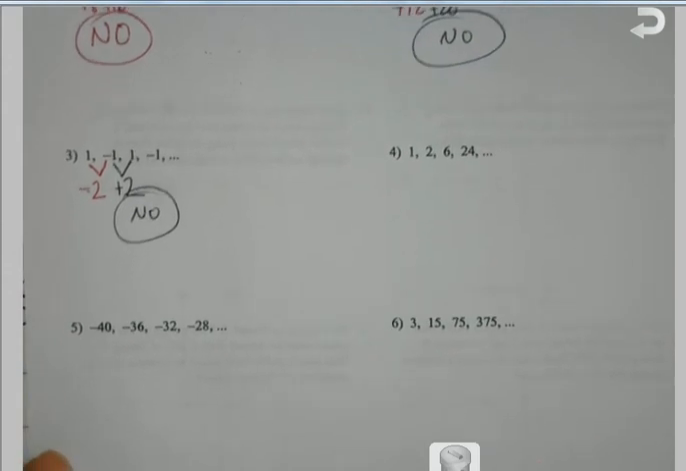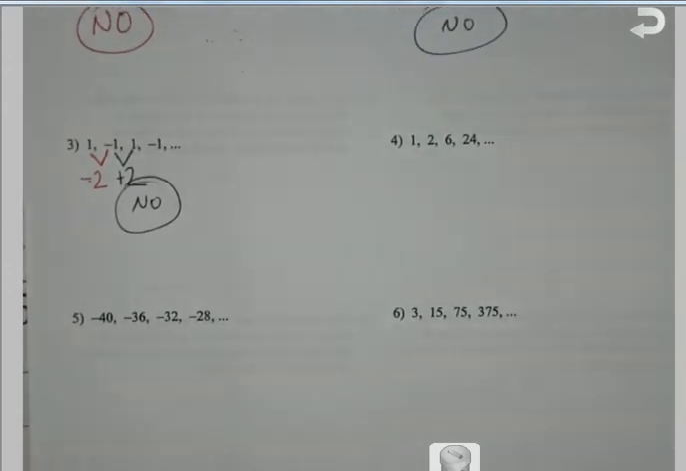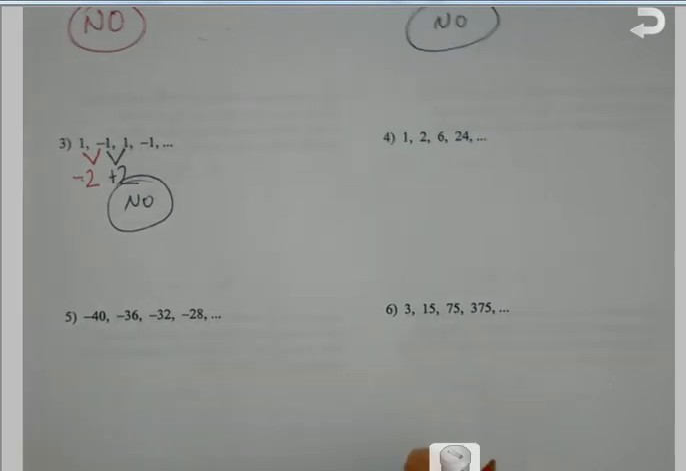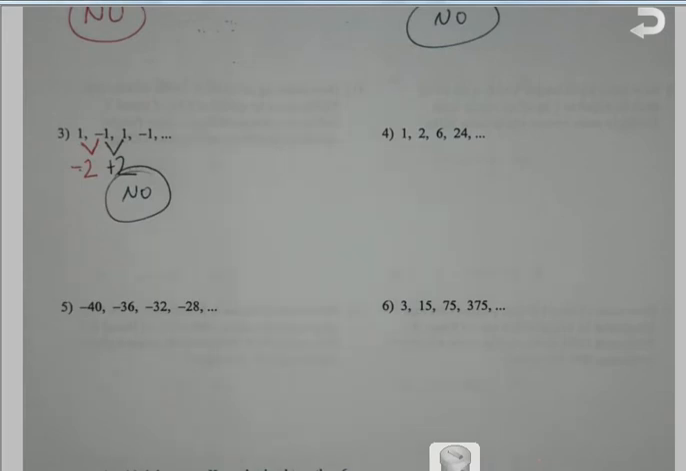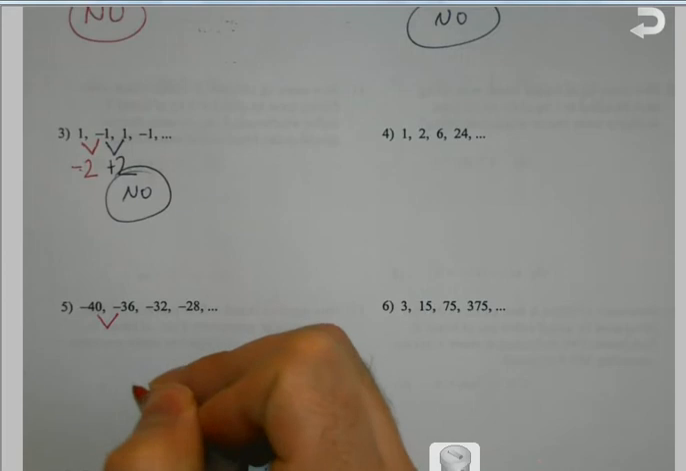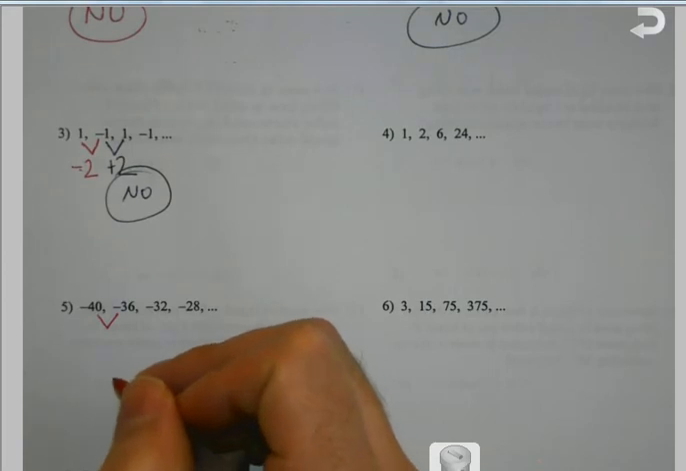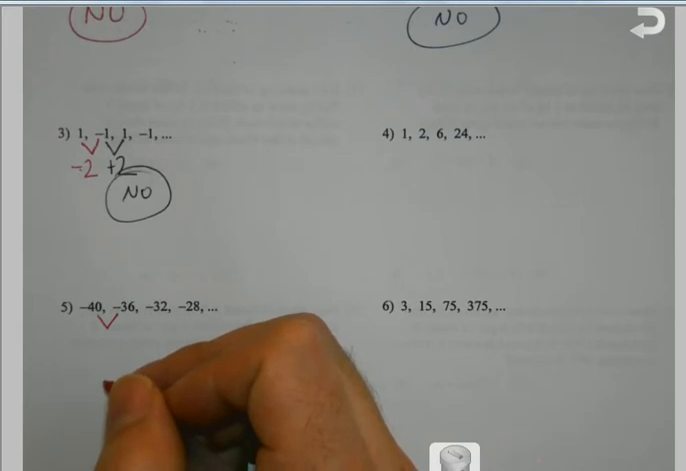Let's skip one here. Let's go down to 5. How do we get from negative 40 to negative 36? How do we go from owing somebody 40 bucks to owing them 36? How far, how far? No, it is not 12. To get from 40 to 36 is 4.